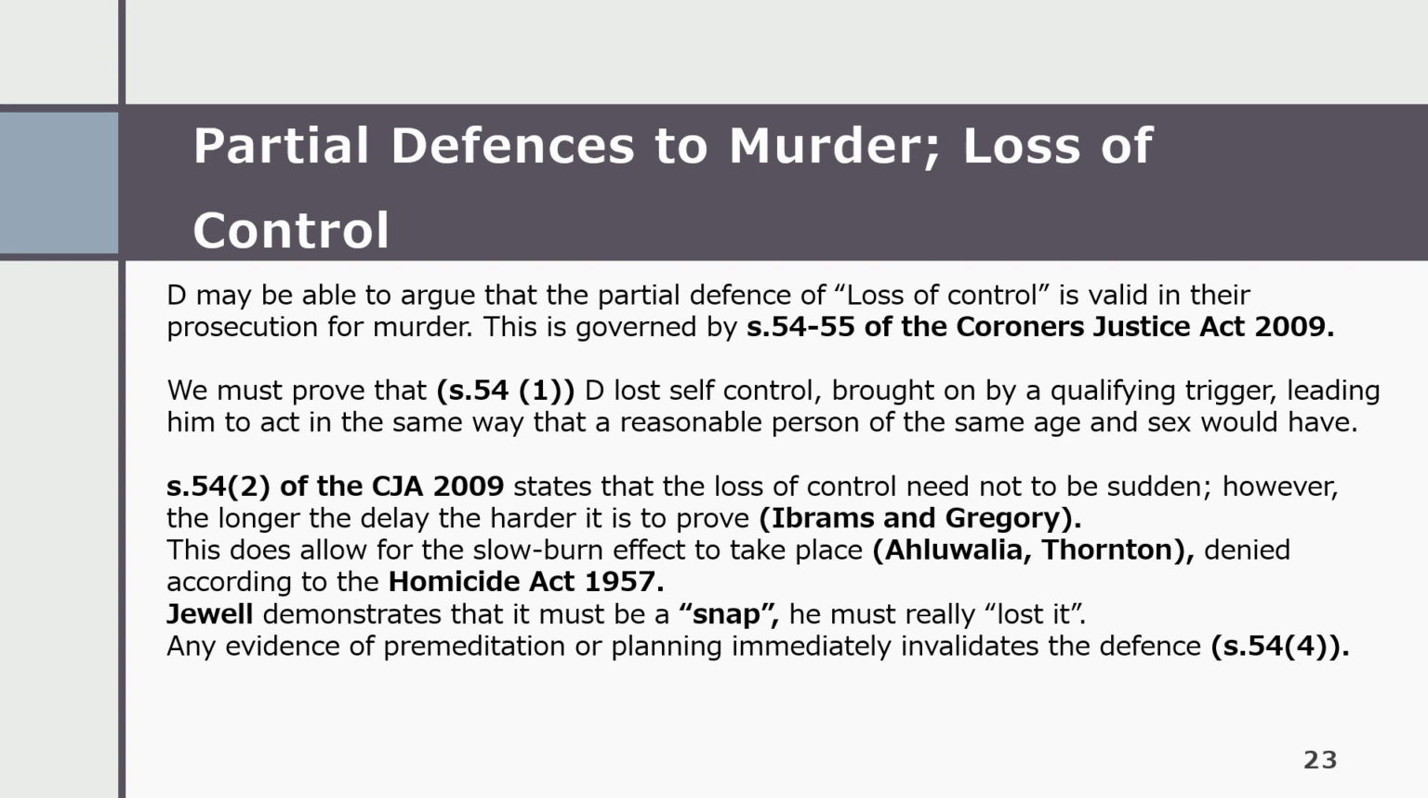Section 42 subsection 2 of this Coroner's Justice Act 2009 states that the loss of control need not be sudden. However, the longer the delay, the harder it is to prove, so that's shown in Ibrams and Gregory. Contrary to previous legislation, however, this allows for the slow burn effect to take place, shown in Alawalia and Thornton, which was previously denied according to the Homicide Act 1957.